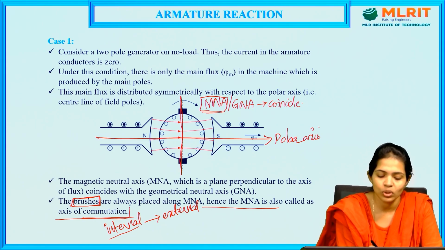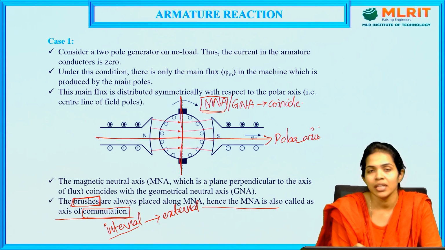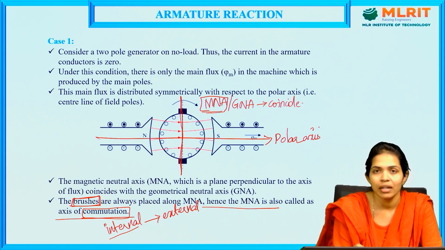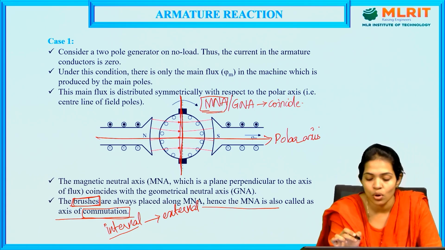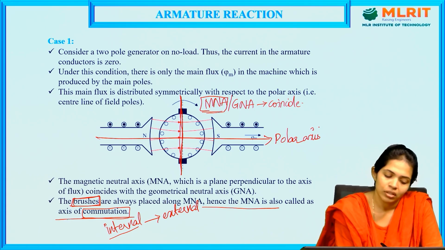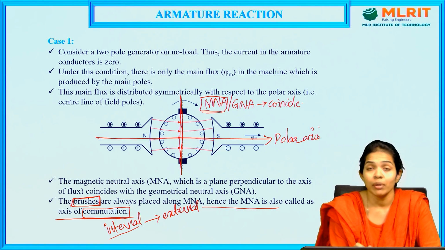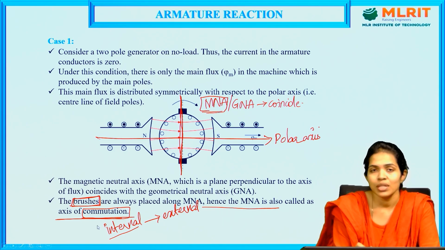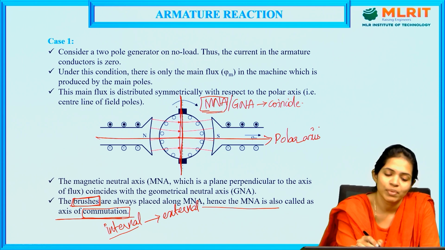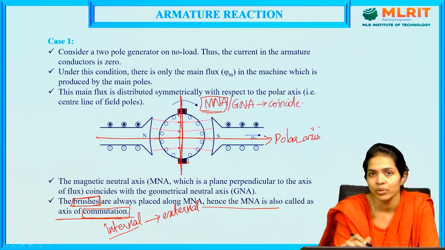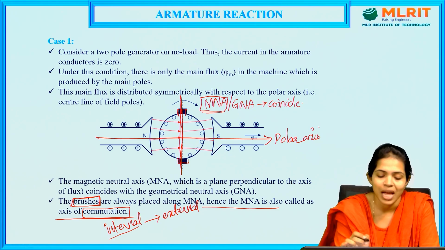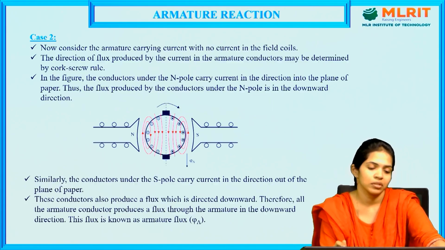As we all know, the function of the commutator in a DC machine is that it converts the alternating quantities to direct quantities. So MNA is the axis along which the commutation process is seen. That's why MNA is also called the axis of commutation, as the brushes are lying on the MNA and these brushes are attached to the commutator. So that's why we can call this axis the axis of commutation.